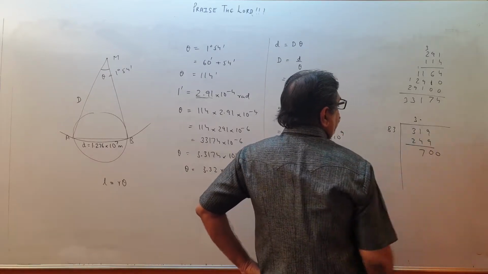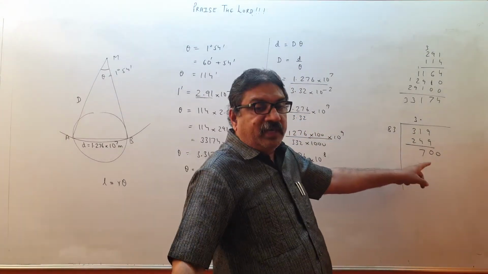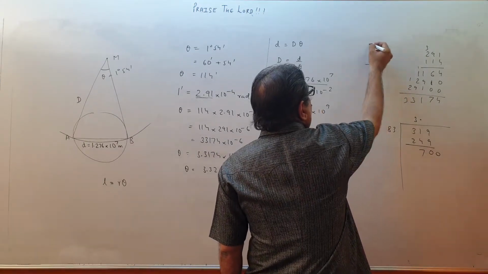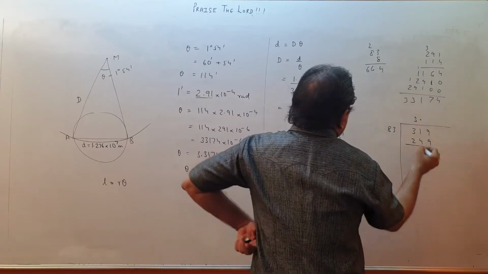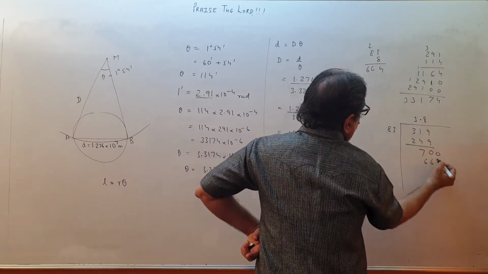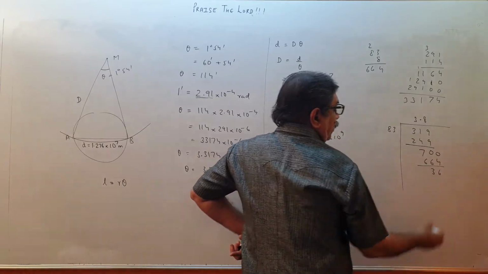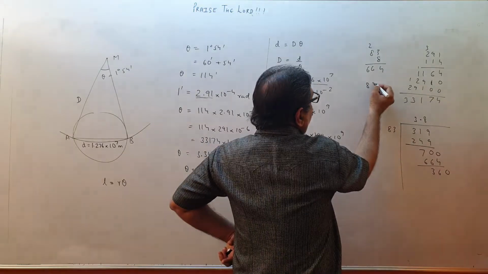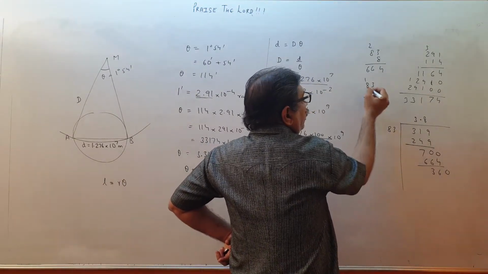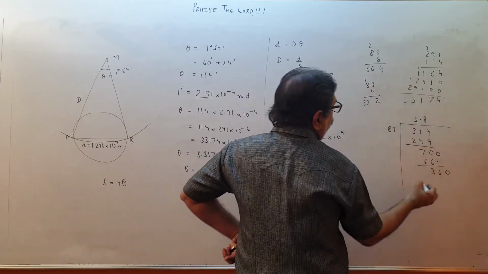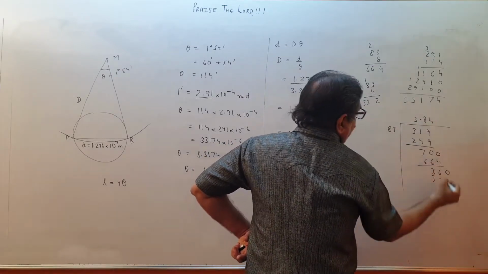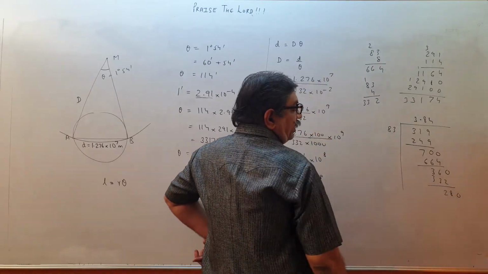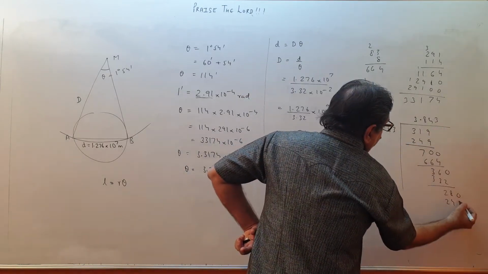I take 0 and point. In 700, it will not go 9 times because 83 9s are 747. Maybe it will go 8 times. So 83 8s are 3 8s are 24, 64 and 66. So I write it as 8 times, 664. 36 remains, and I take one more 0. In 360, it may go 4 times because 5s will be 415. So 83 4s are 3 4s are 12, 8 4s are 32, and 33. So yes, it is going 332. It is going 4 times. So how much will remain? 28. Then again 280. It will go 3 times. It will be 249.